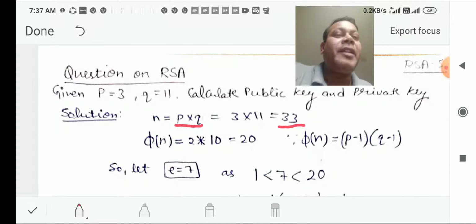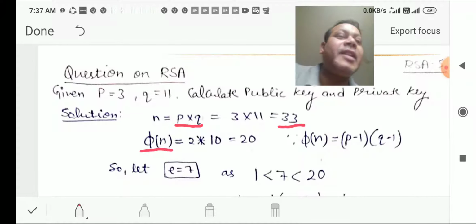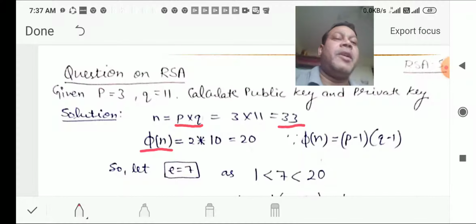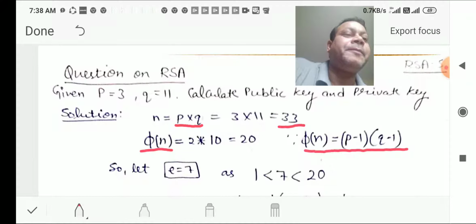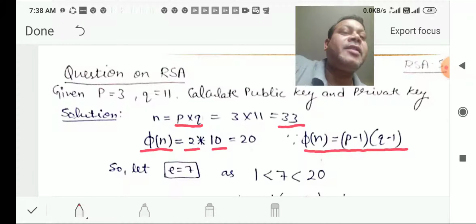Next we are going to find the Euler totient function that we discussed in previous videos also, that is phi n, which is coming out to be (p minus 1) into (q minus 1). So p is 3, that is 3 minus 1 is 2, and 11 minus 1 is 10. So 2 into 10 is nothing but 20. So we got phi n as 20.